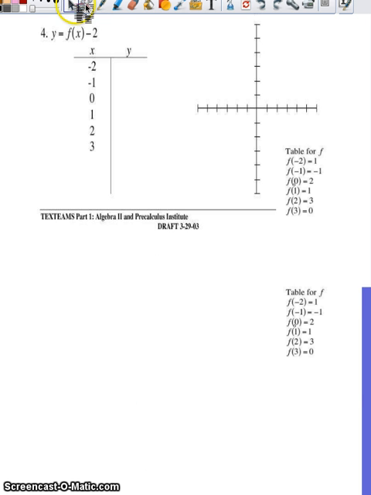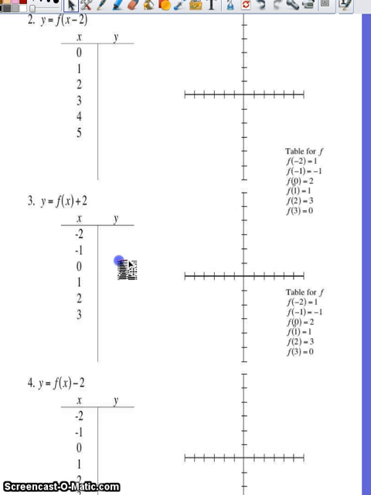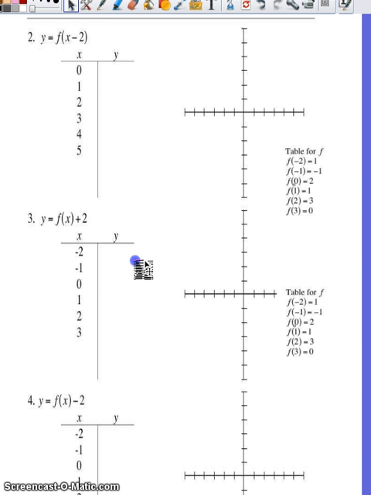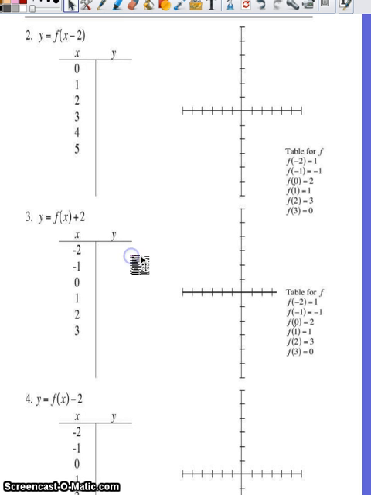And we are going to work problem number 2, using the exact same thing that we just did on the other page. Now my function says f of (x minus 2). Again, if you notice on the right-hand side of my page, I have the tables there. Go ahead and copy them down so you do not have to keep flipping back and forth.